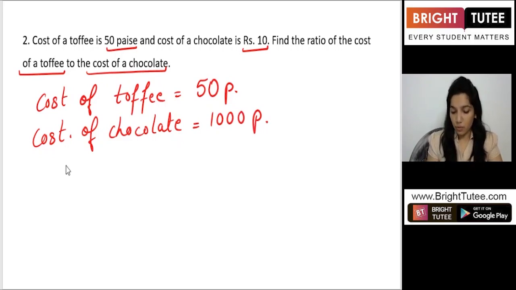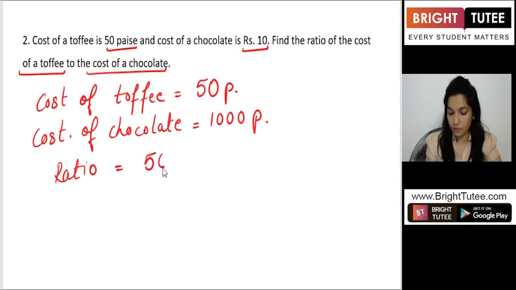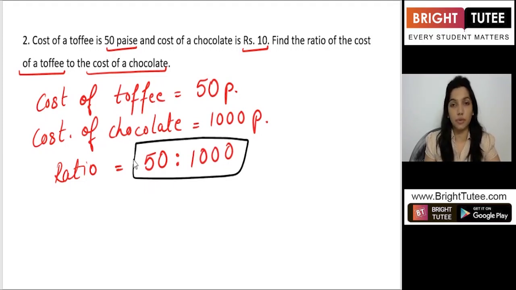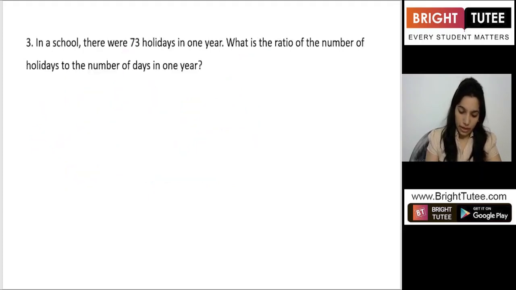Okay. Now what is the ratio? The ratio from toffee to the chocolate is what we need to find. So what is the cost of toffee? It is 50, and it is to the cost of chocolate, which is 1000 paise. I hope this is clear how we are writing the ratio, and we need to be very careful with the conversion of units.